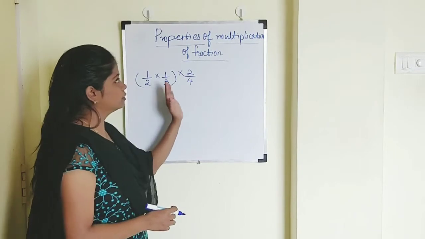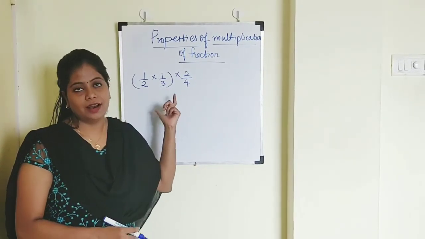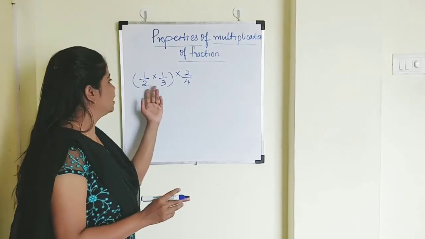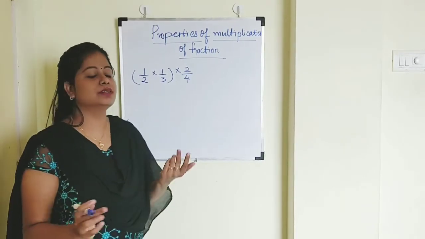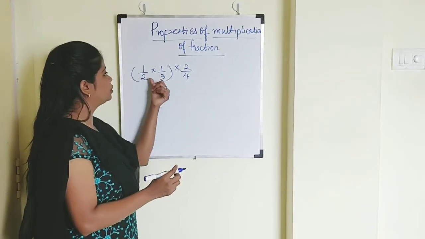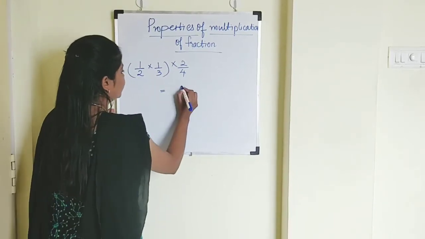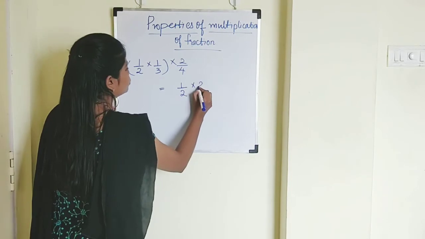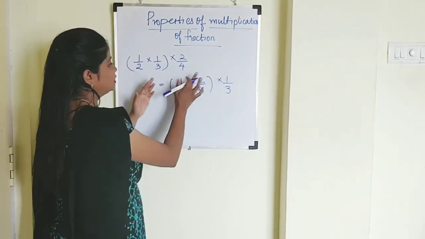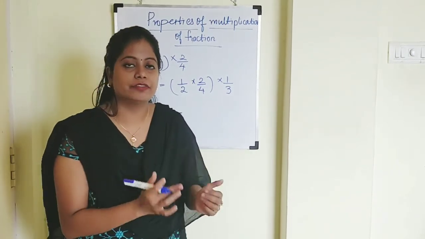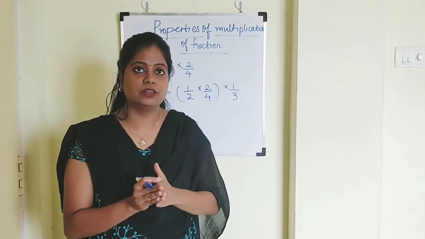Okay, so the fourth property of multiplication of fractions is, suppose you see there are 3 fractions, and out of the 3 I have grouped 2. Changing the grouping doesn't change the product; it remains the same. Suppose I have written 1 by 2 into 1 by 3, multiplied by 2 by 4. I can also change the grouping. I can write 1 by 2 into 2 by 4, into 1 by 3. So changing the grouping doesn't affect the product. So these are the 4 properties of multiplication of fractions.